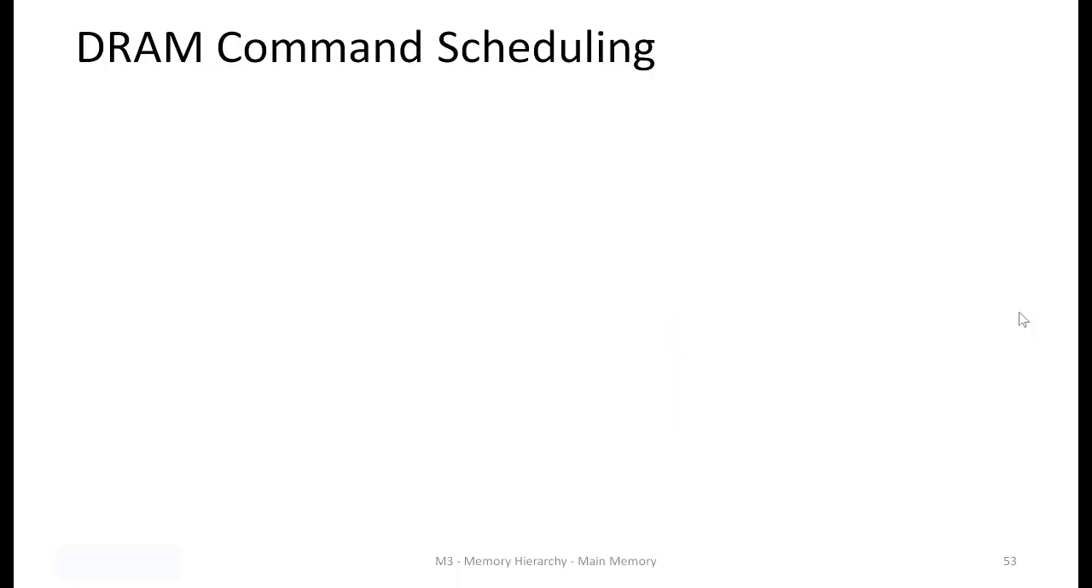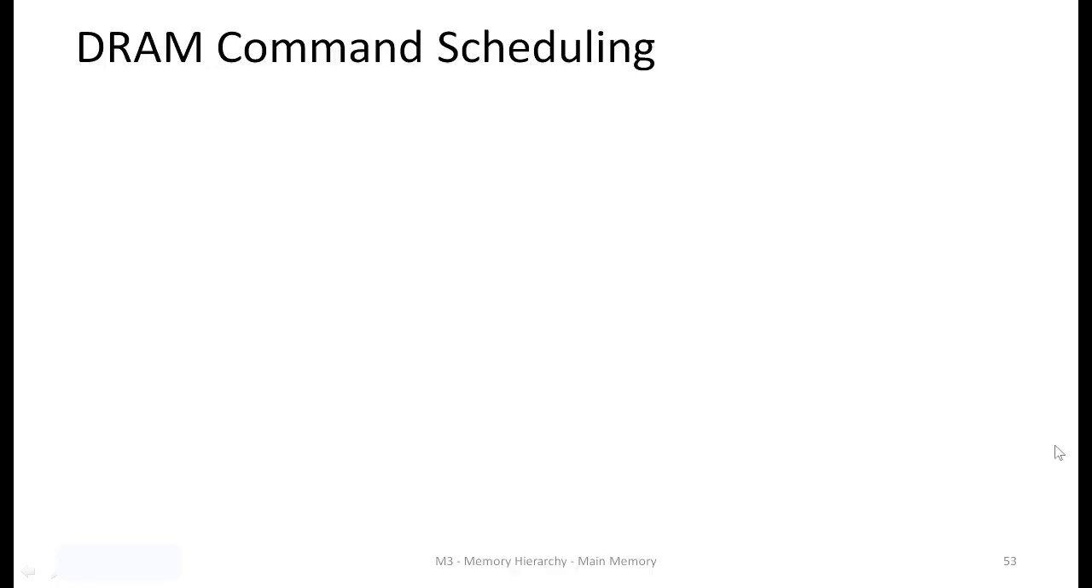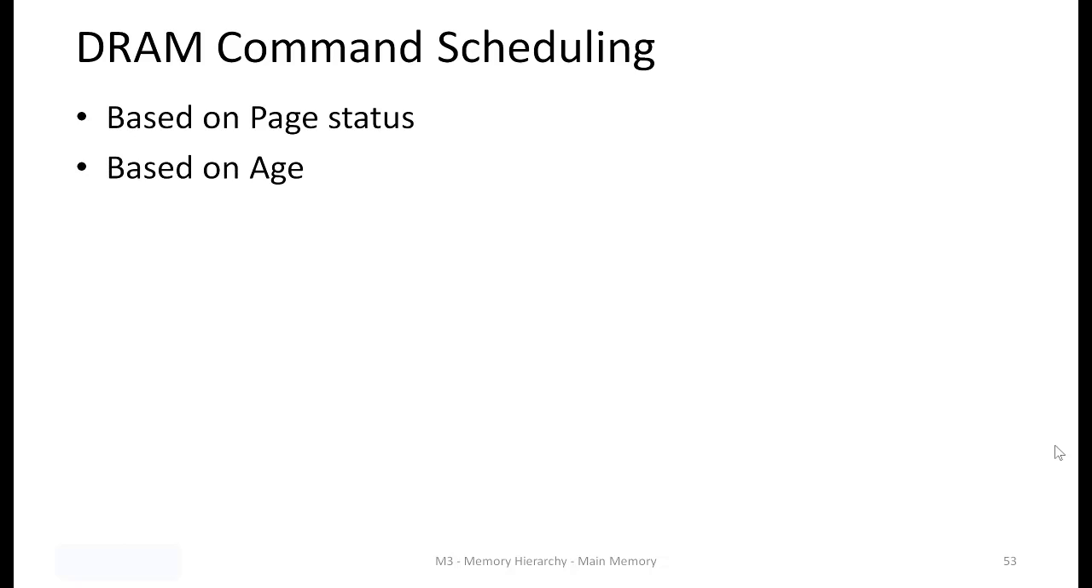Now the last task of the memory controller is DRAM command scheduling. If you look at this picture, we have various DRAM commands enqueued in each of these command queues. Here we have the scheduler, which needs to pick one command every cycle and send it to the DRAM. We can pick the command based on the page status of the request, or based on age. It means that the oldest request will be given priority. How do we know that it's the oldest request? There will be a notion of timestamp.